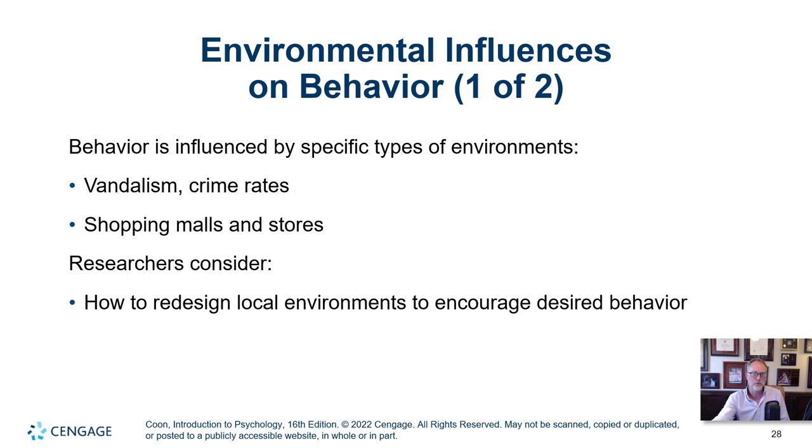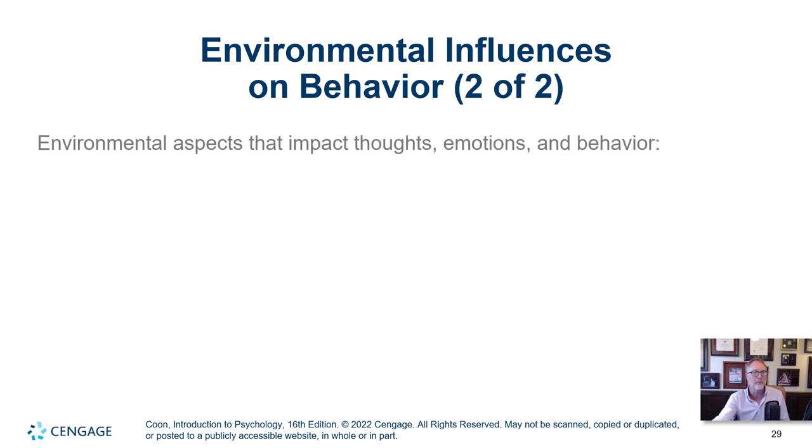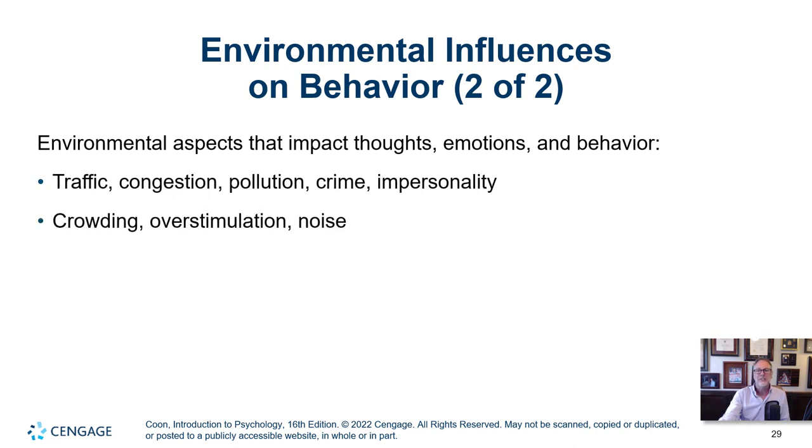There's other things that influence specific environments, the crime rates, shopping malls. I just already talked about that, not going to go over it again. And so what are some of the aspects of an environment that impact our thoughts, emotions, behavior? Additional things are traffic congestion, pollution, crime, urban problems that kind of come to mind.